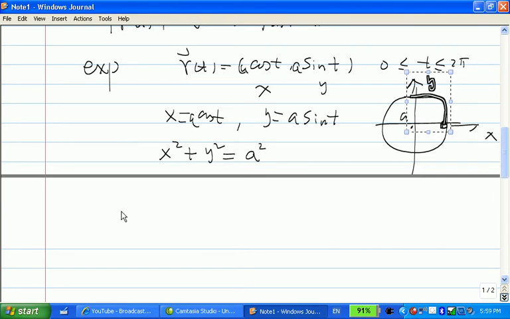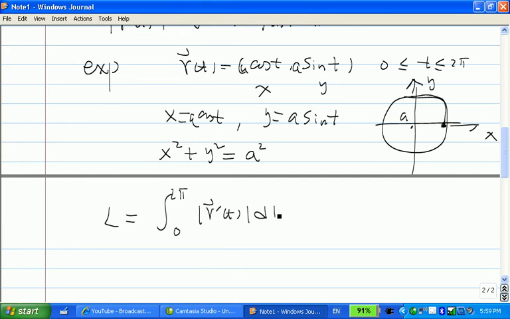the circumference of the circle, then that means we want to find arc length. Okay. So, let's find arc length. The arc length formula is, from here, the integral for t from 0 to 2 pi of the magnitude of r prime t dt. So now let's find what is r prime first.